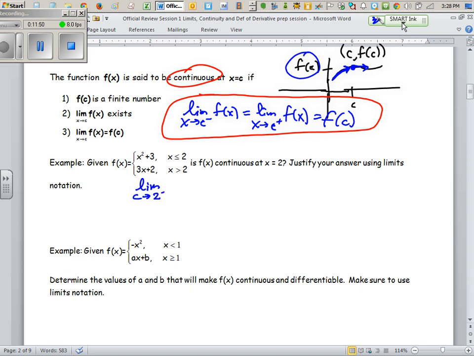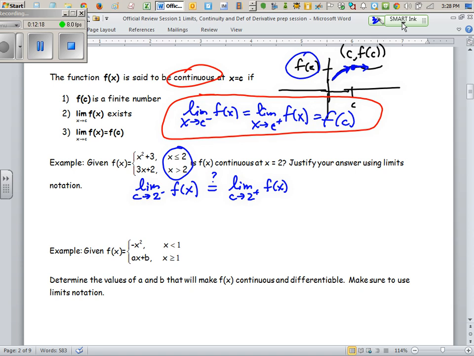C is 2 in this problem. You can see the only place the graph might have a break is at x equals 2, see? So you want to show your work like this. Does this equal this? That's the first question. Then on the next line, go ahead and evaluate the limits.